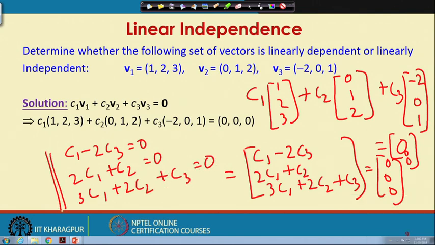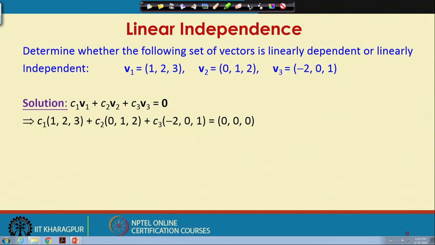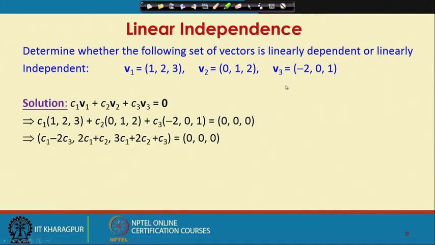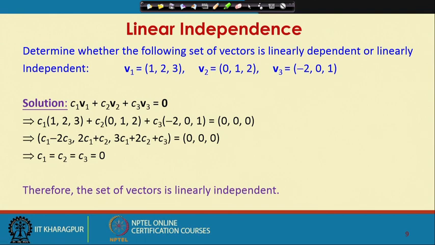So, you have 3 equations in C1, C2 and C3. You can solve these 3 equations and find the values of C1, C2 and C3. You will see that the values come out as C1 equal to 0, C2 equal to 0 and C3 equal to 0. That means this set of vectors is linearly independent.